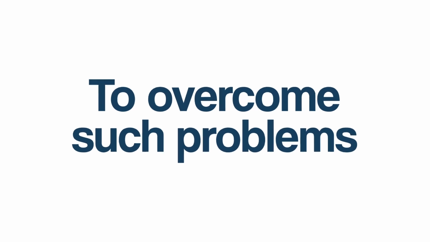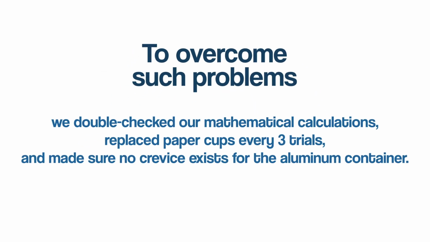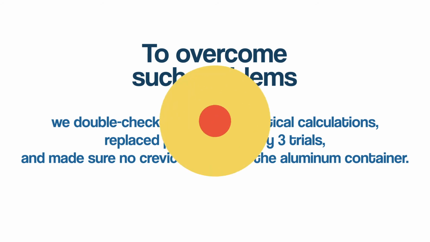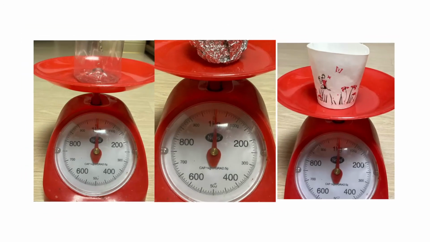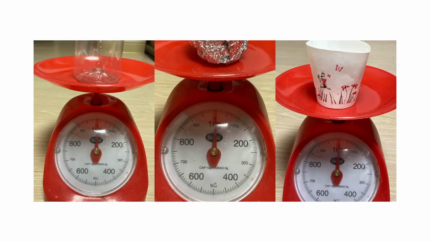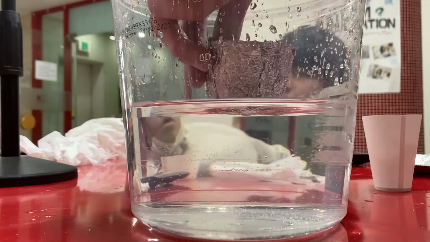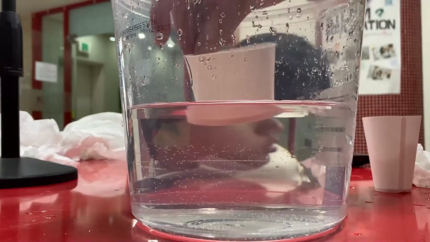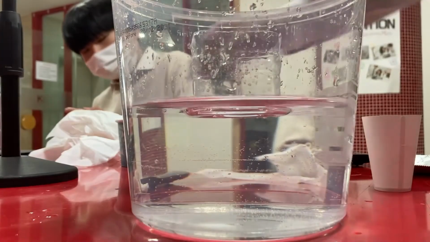To overcome such problems, we double-checked our mathematical calculations, replaced paper cups every 3 trials, and made sure no crevice existed for the aluminum container. So we conducted our second experiment. In order to know the density, we first had to measure the weight of each container. Therefore, we needed a scale to measure the weight. Aluminium was the lightest, paper the second, and lastly, the plastic.